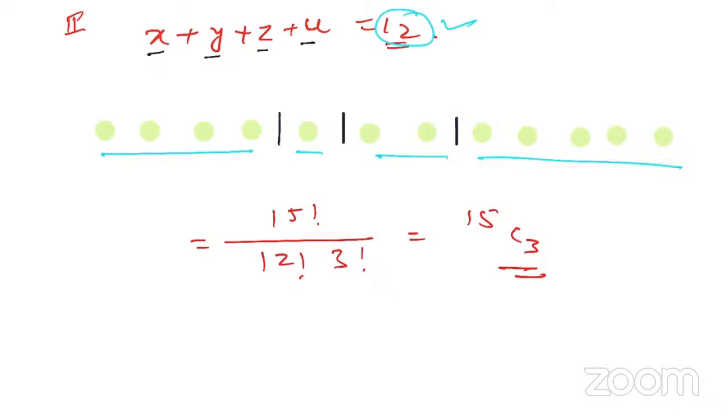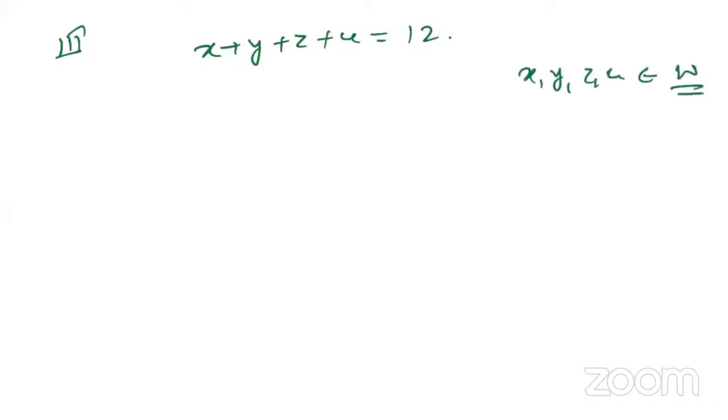Go for the third one. Hope you love the third one again. Third method: x plus y plus z plus u is equal to 12. If x, y, z, u must be whole numbers, meaning they must start from 0, then the answer will be 12 plus 4 minus 1 C 4 minus 1. I guess this is one of the simplest ways. Directly you can write down your answer.